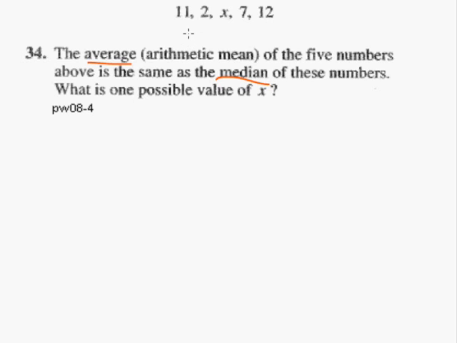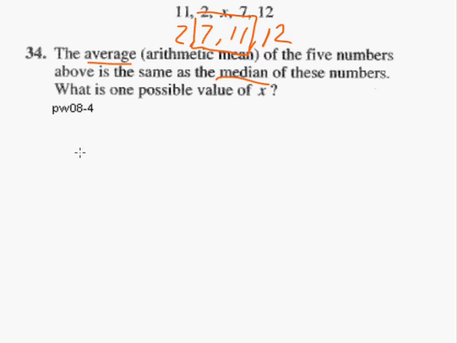Okay, first thing we need to do to find a median, we put things in order from the smallest to the biggest: 2, 7, 11, and 12. Okay, so now what is the median here? Well, the median could be 7 or 11.